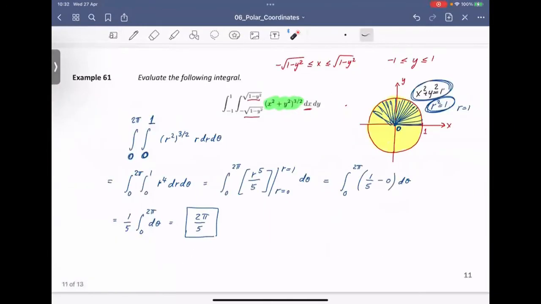But John, your power is wrong. It's not r to the power of 4, it's r to the power of 3. This question?